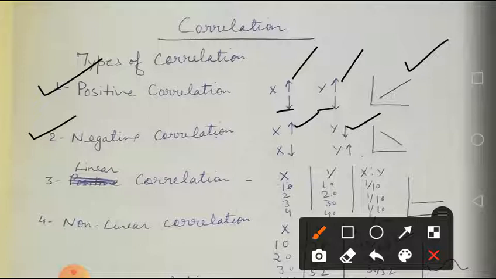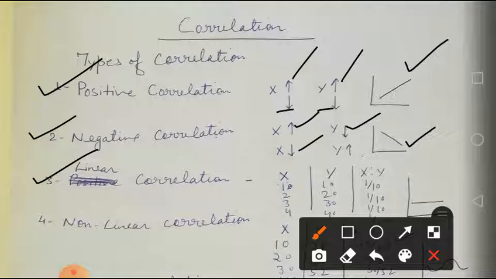Similarly, if the value of the first variable is decreasing, then the value of the second variable will increase. In this type of correlation, if we are representing it with the help of a diagram, it is represented by the downward sloping line. After these two categories, the next category is linear correlation. Linear, I hope you all are familiar with the term. Linear means the straight line.